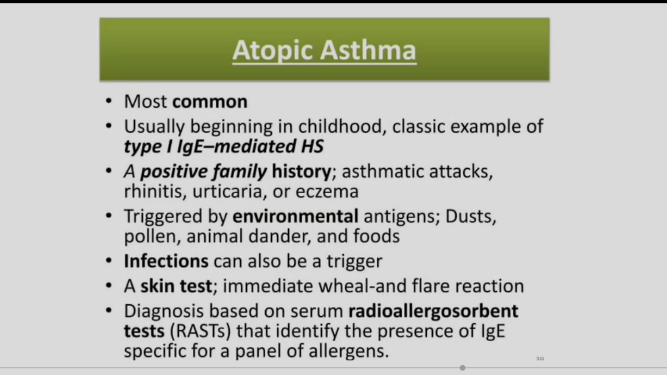Atopic asthma is the most common, and it is due to type 1 IgE antibodies. They mediate a hypersensitivity to certain pollen grains or anything the patient is allergic to. A positive family history is found. It is triggered by environmental antigens such as dust, pollen, animal dander, and foods. Infections can also be a trigger point.